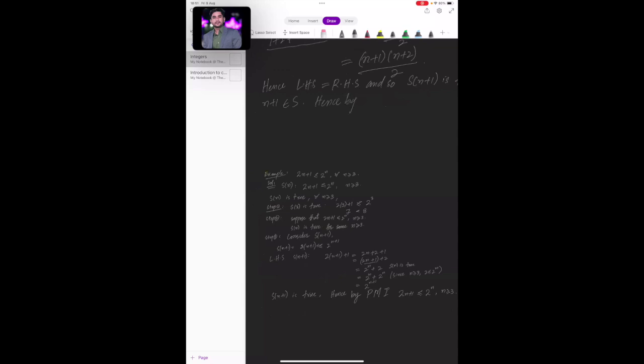Hence, by the principle of mathematical induction, set S contains all n greater than or equal to 1. This proves our claim, which in turn shows that indeed the sum of all positive integers up to n is equal to n into n plus 1 over 2 when n is greater than or equal to 1.